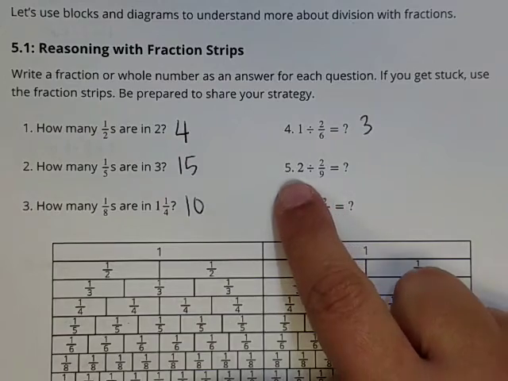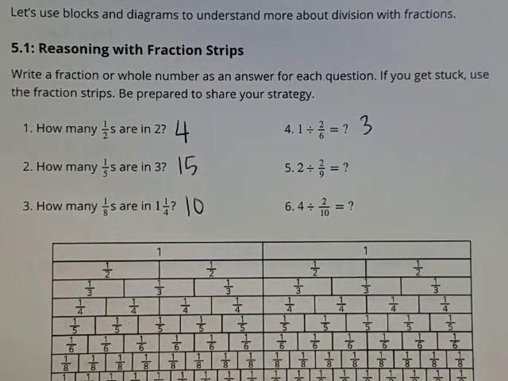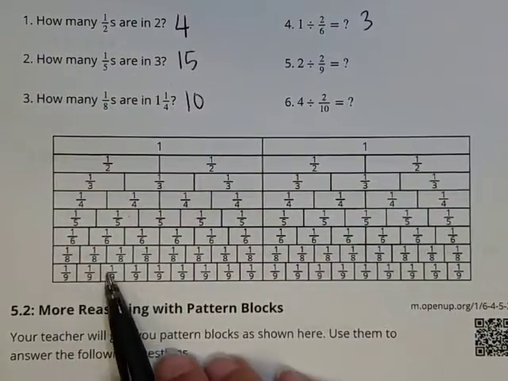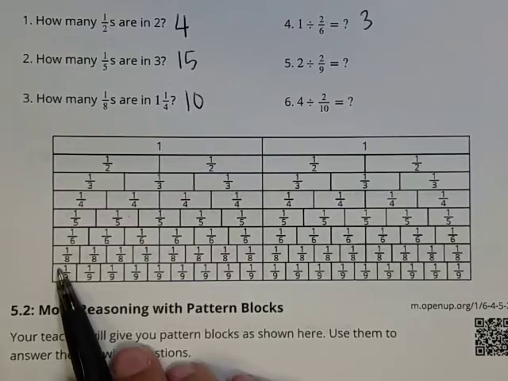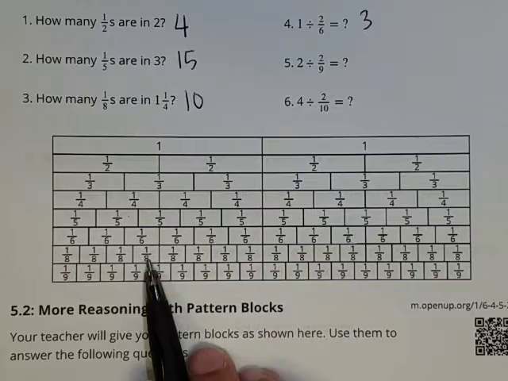All right, 2 is my whole, and I'm dividing it into groups of 2/9. So I'm going to find my 9ths really quick. And then I'm going to figure out how many go into 2 wholes. I'm just finding my answer key in my other book really quick. All right. So 2/9. So here's my 9th. So here's 1, 2. So this is 2. That counts as 1 group, 2 groups, 3 groups.